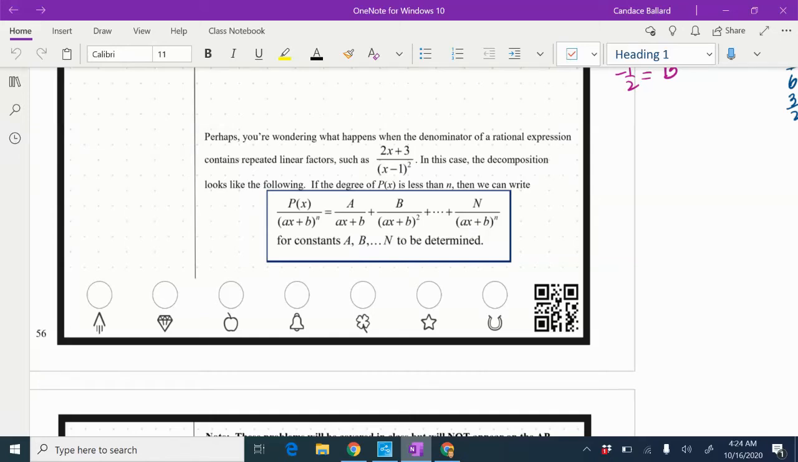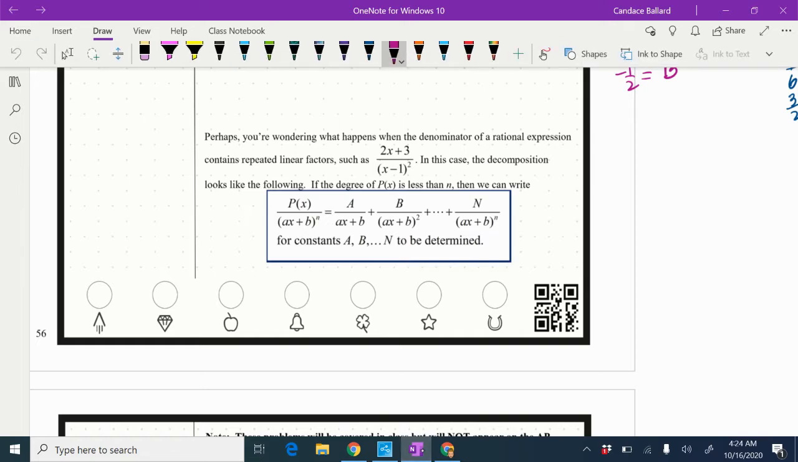We're going to continue 6.12, and we're going to look through example 3 in this video. So first thing you want to look at is this little note here that says, perhaps you're wondering what happens when the denominator of a rational expression contains repeated linear factors, such as this one where we know we've got two factors in the denominator that are x minus 1. That's what the squared means. So in this case, the decomposition looks like the following.